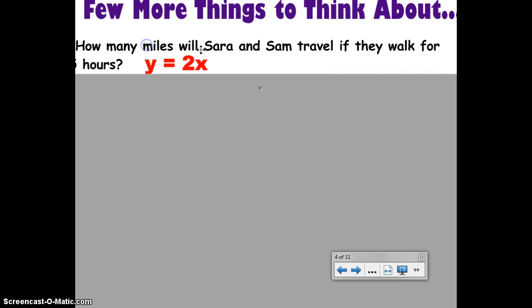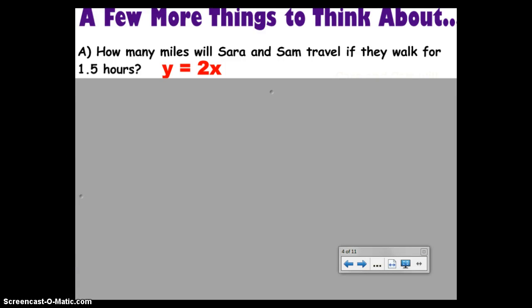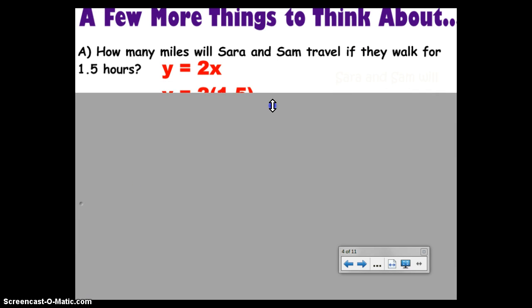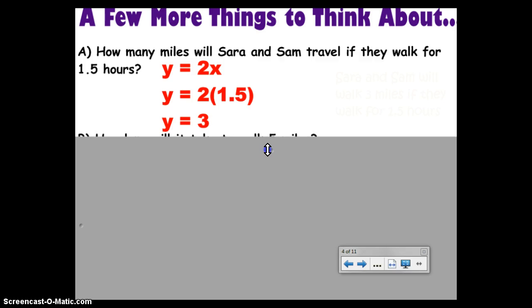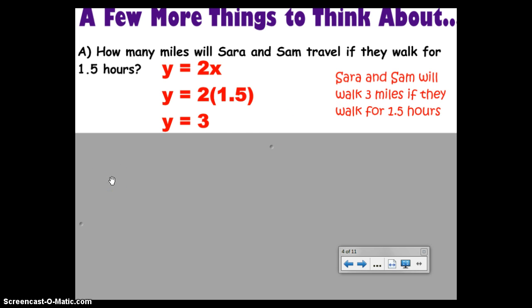If we look at the question on the back, or underneath, it says how many miles will Sarah walk if she and Sam travel for an hour and a half? We take our equation we found from the front page, y equals 2x. We're going to replace the x with 1.5 because x represents hours. Once we multiply 2 times 1.5, we get y equals 3, which tells us that Sarah and Sam will walk 3 miles if they walk for an hour and a half.